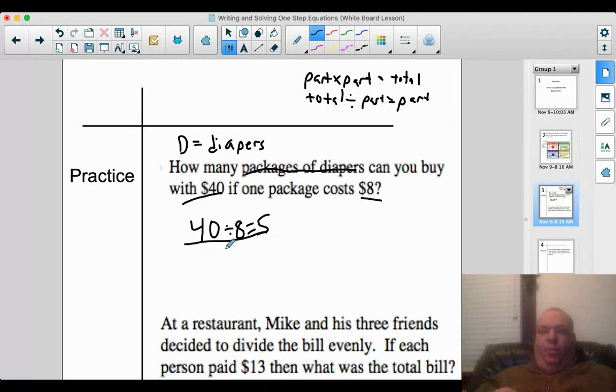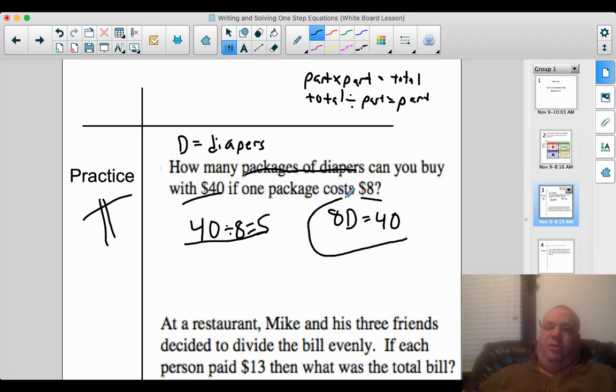But what you want to write is an equation that could be solved using train tracks, which means you're going to want the variable not by itself to start. So this is the relationship that we're going to use to do that. If each package costs $8 and you're buying D packages, those would multiply. Those are the two parts that would multiply to 40. So here's your equation that we could solve for this.